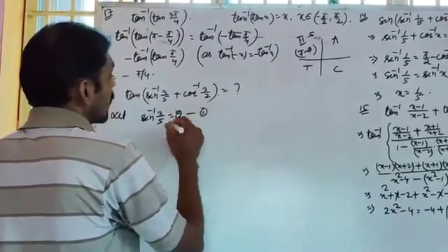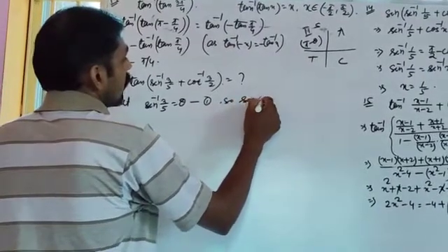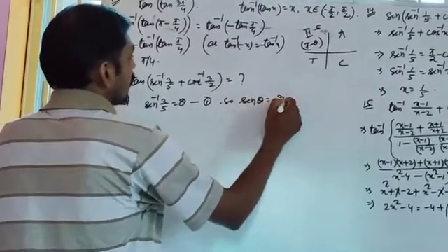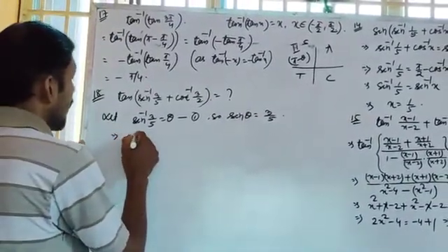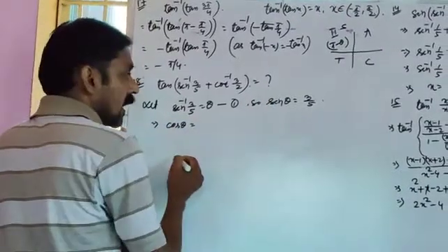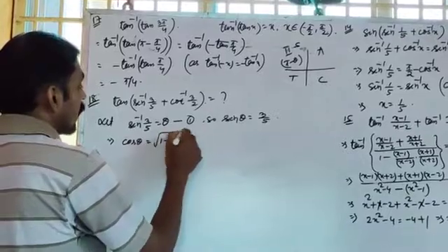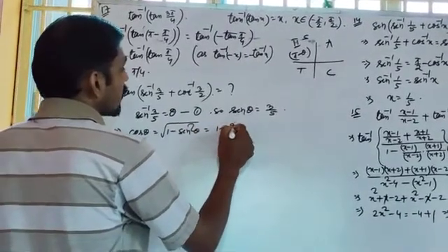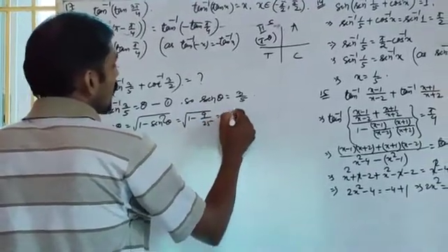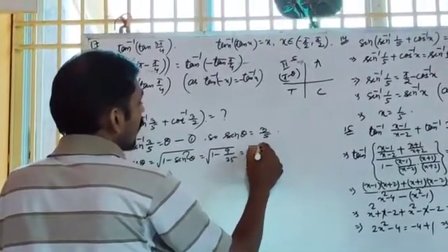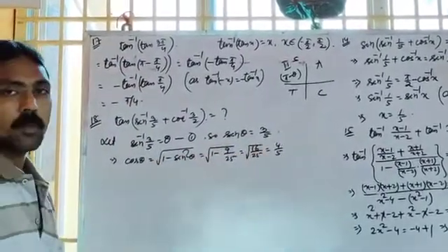That will be our first case. So sin theta will be 3 by 5. This implies cos theta is root over 1 minus sin square theta. So it is root over 1 minus 9 by 25, which is root over 16 by 25, that is 4 by 5. So cos theta is 4 by 5.